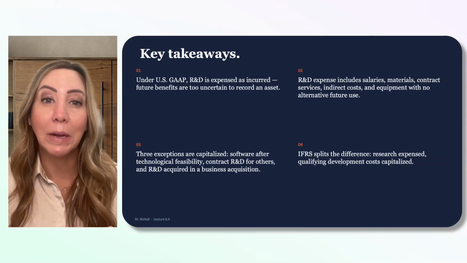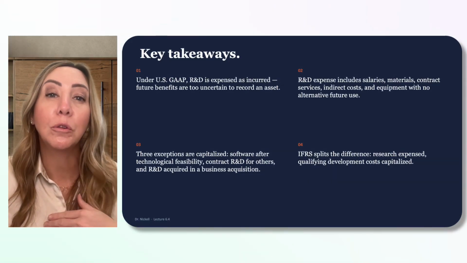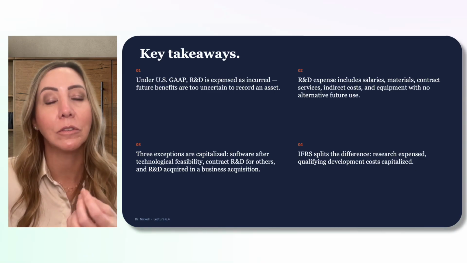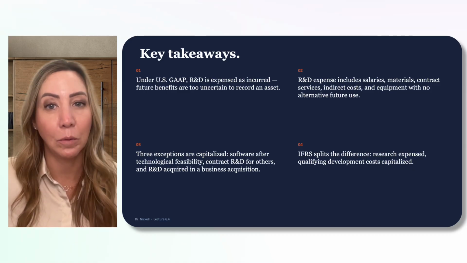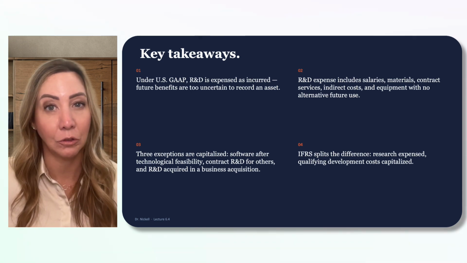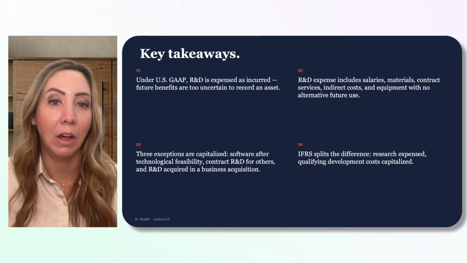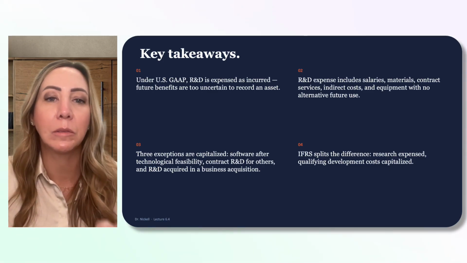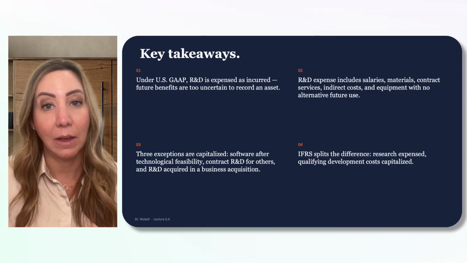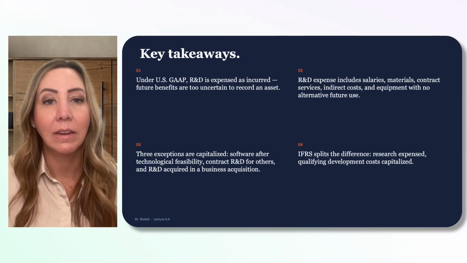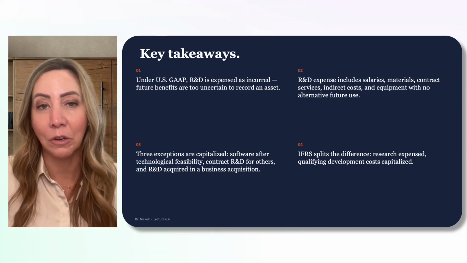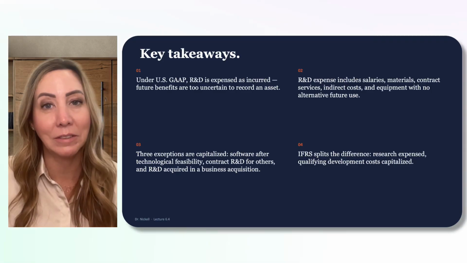To summarize, under US GAAP, R&D costs are expensed as incurred. The future benefits are too uncertain to record an asset. R&D expense includes salaries, materials, contract services, indirect costs, and equipment with no alternative future use. The 3 capitalization exceptions are software development after technological feasibility, R&D performed under contract for others, and R&D acquired in a business acquisition. And IFRS splits the difference. Research expensed, qualifying development capitalized. That wraps up the acquisition side of long-lived assets. Next, we're going to turn to what happens over the years that follow: depreciation, depletion, and amortization, which you're going to remember all actually just mean to allocate.